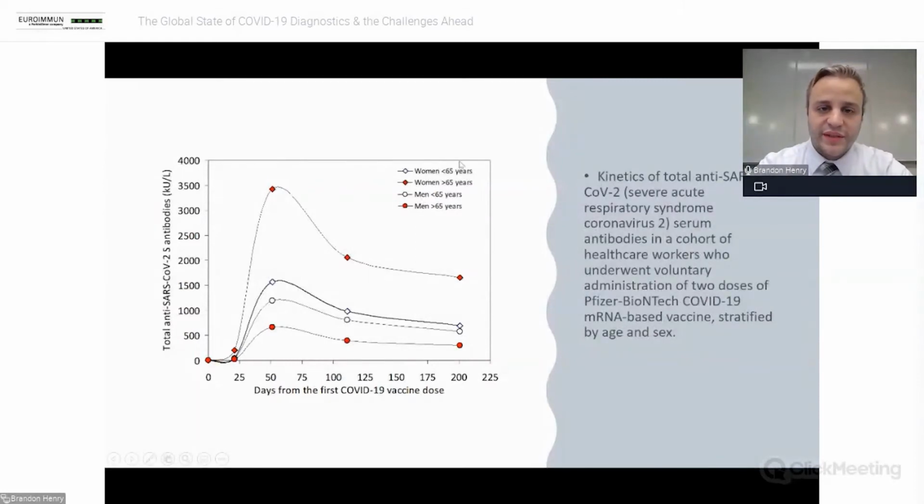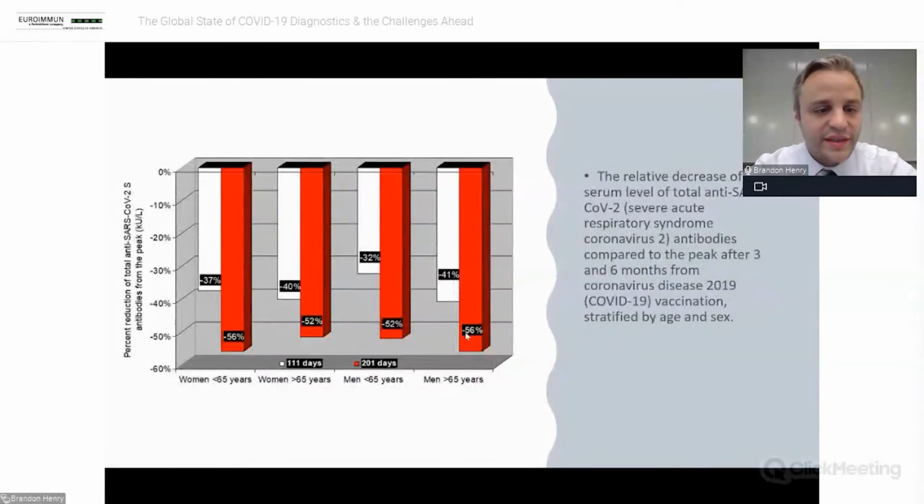Here we have it broken down by sex and age. We can see that women overall have better responses regardless of age, but we can really see that as time goes on, the levels of antibodies really do start to decay. And how much do they decay? So here we have the red is at 6 months. So this is assessing how much they declined from peak.